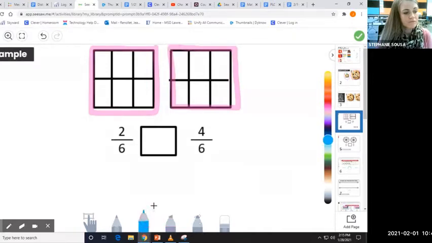Today we are focused on comparing fractions with the same denominator. I notice the denominator is 6. So each model is partitioned into 6 equal parts. Each part of one whole is the unit fraction. We call this 1/6.